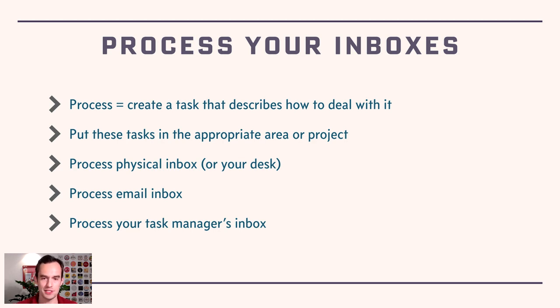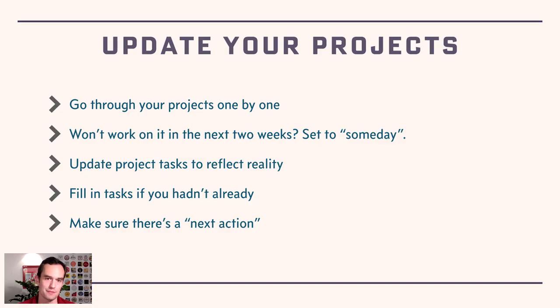So what do I mean by process? I just mean for each item that's in there, create a task that describes how to deal with it. Unless it's a very quick task, maybe it takes you 1 or 2 minutes, then you can just do it right away. But usually you'll be creating a task that describes how to deal with it. So it's like put away this thing, right? Or write an email to so-and-so. So first you do the brain dump, then you go through all your inboxes and you just process them, meaning create tasks for dealing with the stuff that's in these inboxes.